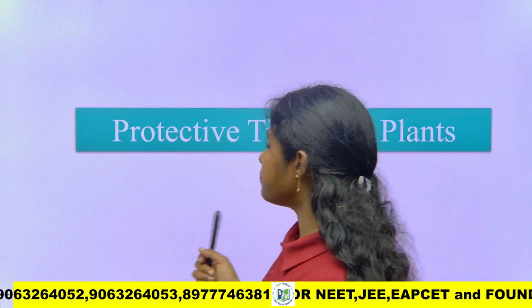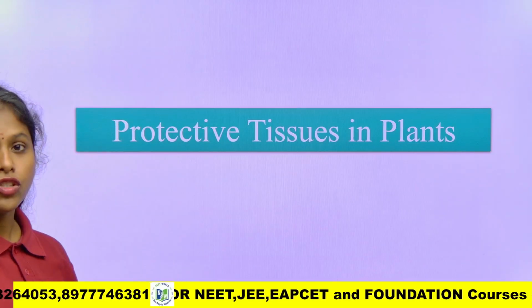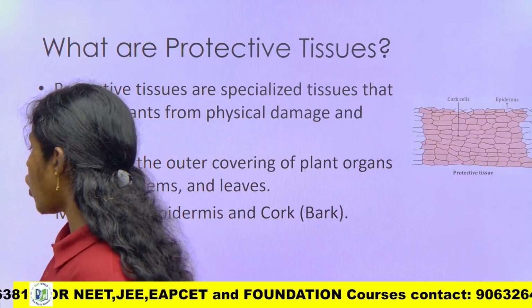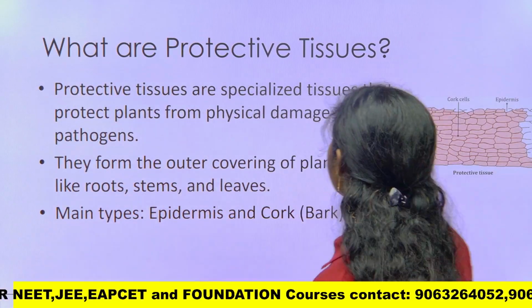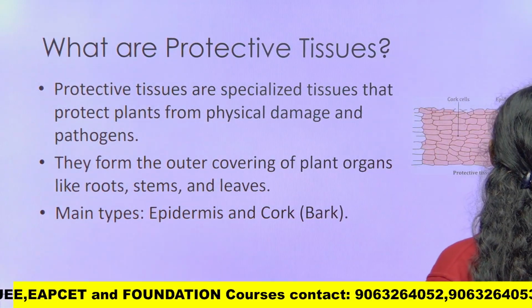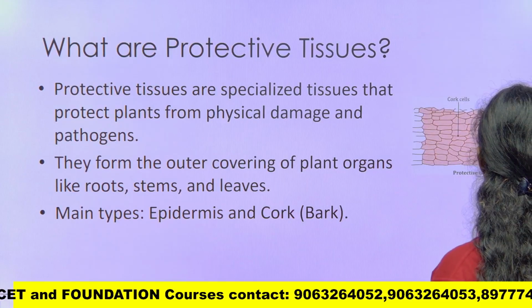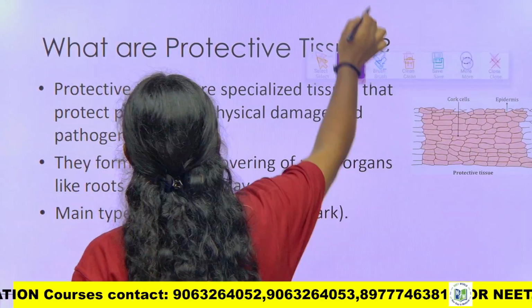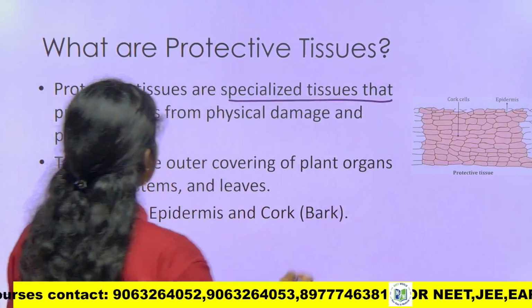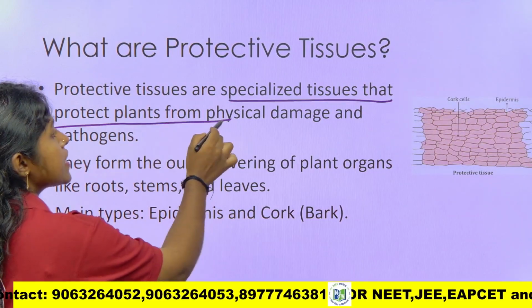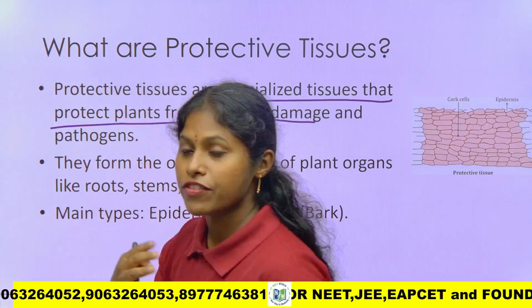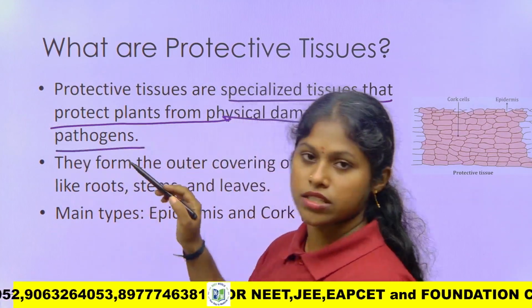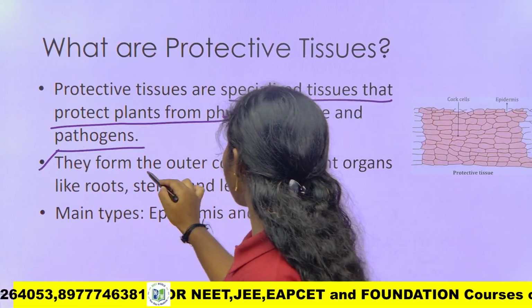So see children, like that only, plants also have protective tissues. What are they? They are epidermis and cork. Protective tissues are specialized tissues. They actively participate in the protection. They protect from physical damage and also from pathogens, right? They form the outer covering layer of the plant.